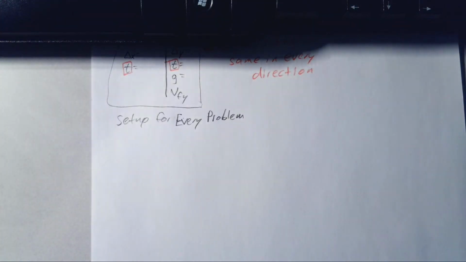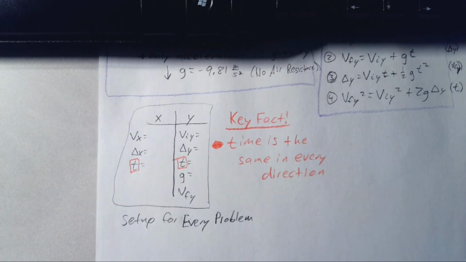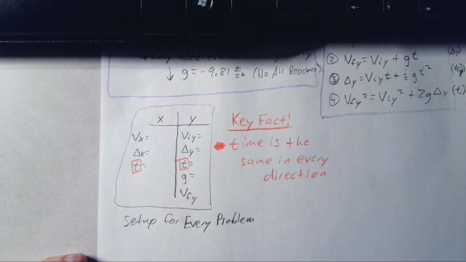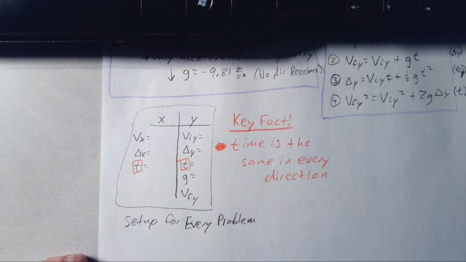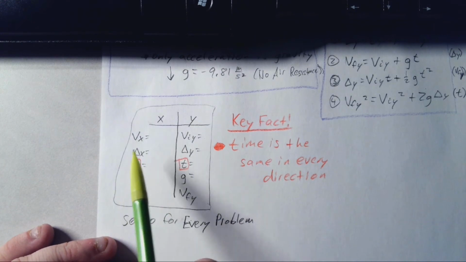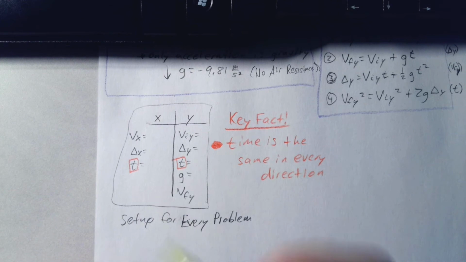So every single problem that I'm doing AP-wise, or even a little bit more complex, I always start this out with this. So make sure, so you're following along with what we're doing in class, that you are also writing it in this order. I try to line up the velocities, the displacements, the time, and the gravity, and then VFY.